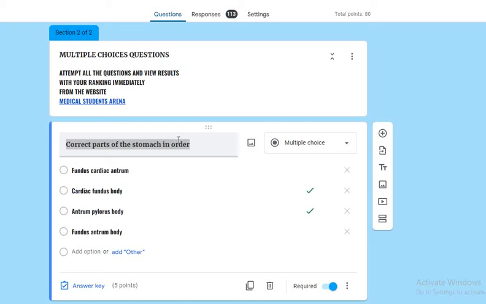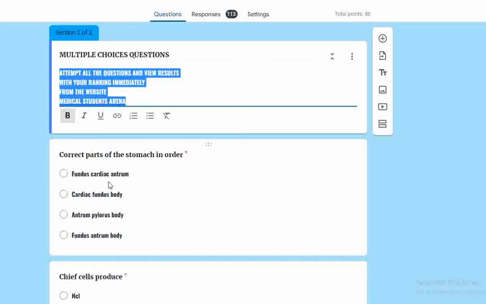Anatomy and physiology is one of the major subjects which form the backbone of a medical course. Without wasting much time, the first question was: correct the parts of the stomach in order, according to what you're able to see from your hand. We had fundus, the cardiac, and antrum.